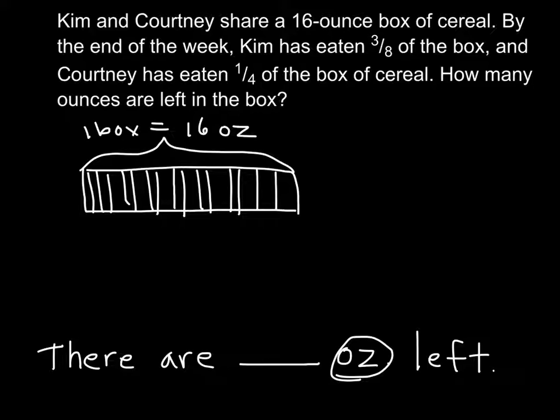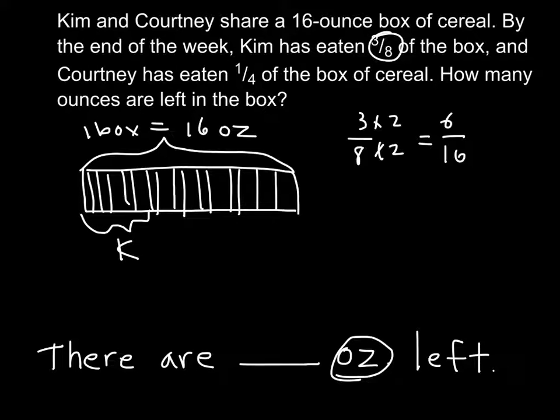And I'm going to mark off how much Kim has eaten, 3/8. I need to figure out how many 16ths are in 3/8, so I'm going to multiply both my numerator and my denominator by 2, and that will be 6/16. So 1, 2, 3, 4, 5, 6. 6/16 have been eaten by Kim.